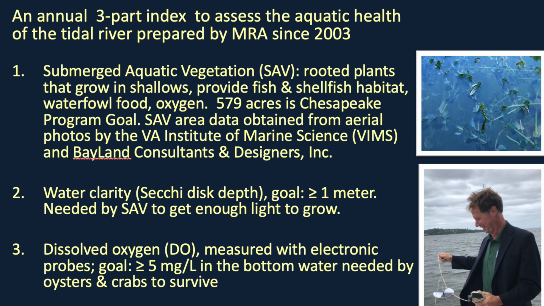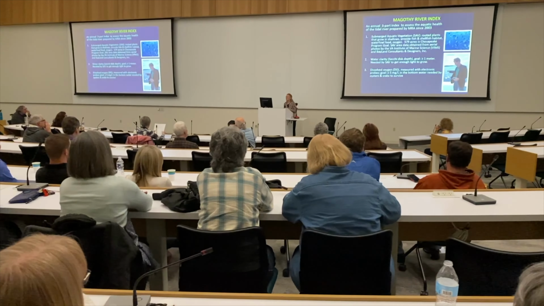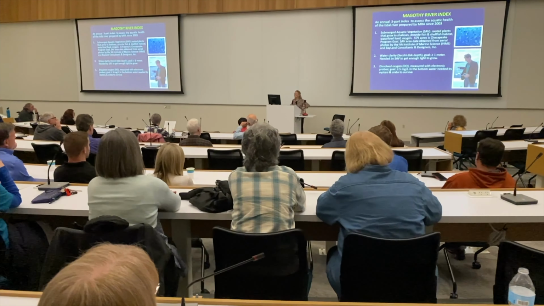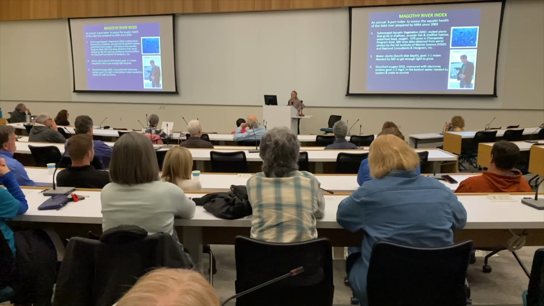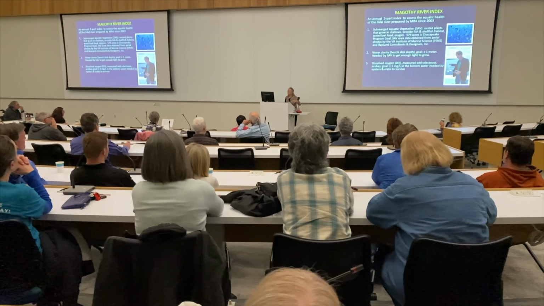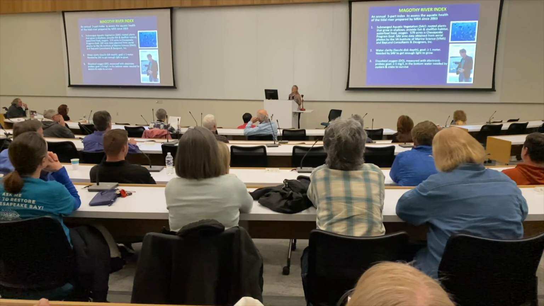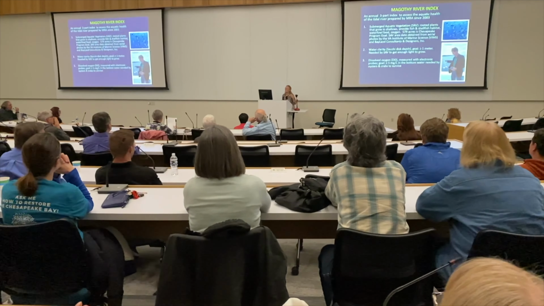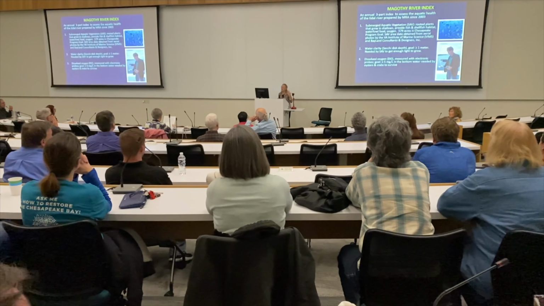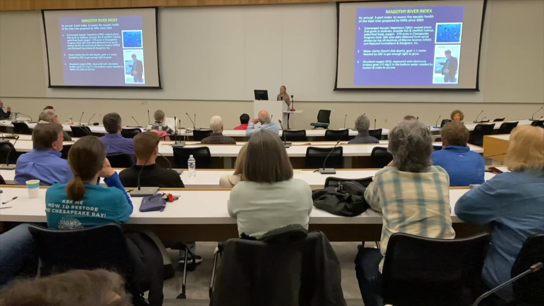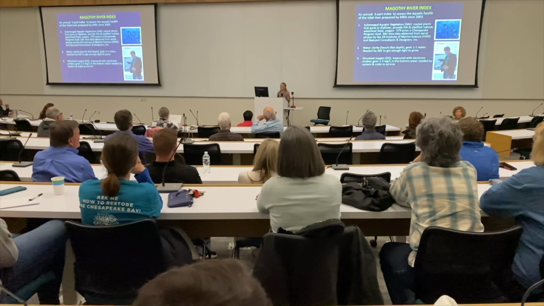We get most of our data on the coverage of grasses from the Virginia Institute of Marine Science. They fly over the river every year, and then using aerial photographs, they determine where the grasses are. And I'll show you their map in a moment. And also we do get some data from Bayland. Bayland is here doing a display. And whenever they do creeks in the Magothy for the county, and so when they get data on grasses, we're able to use those data.